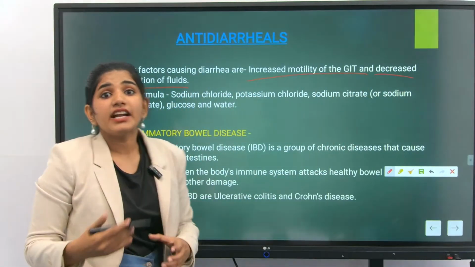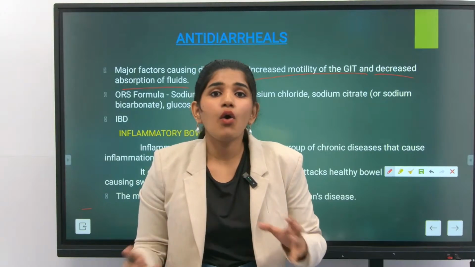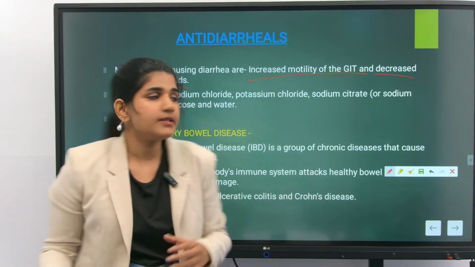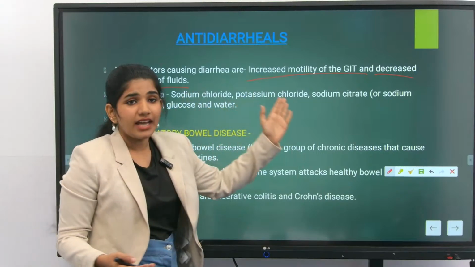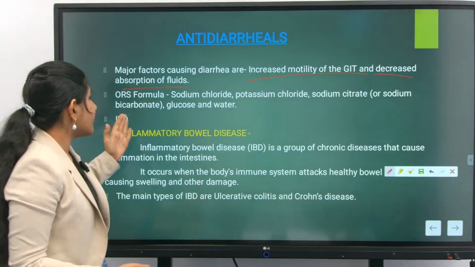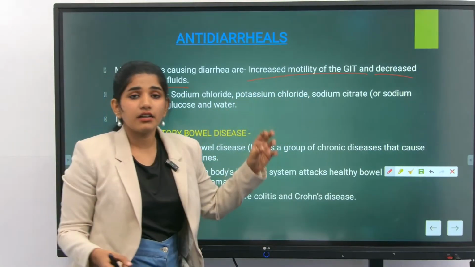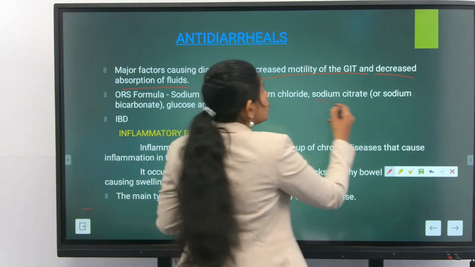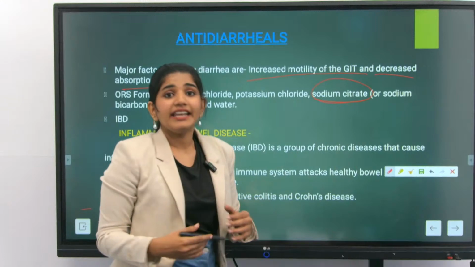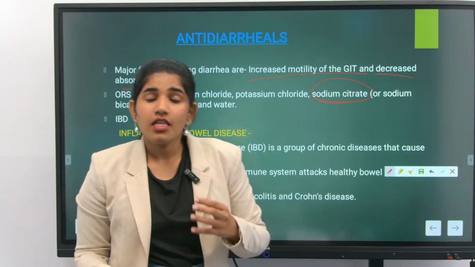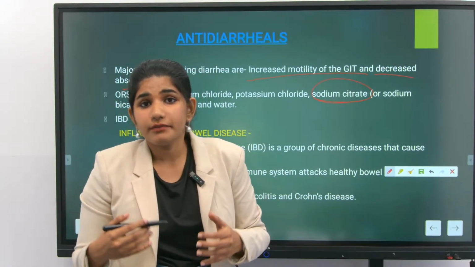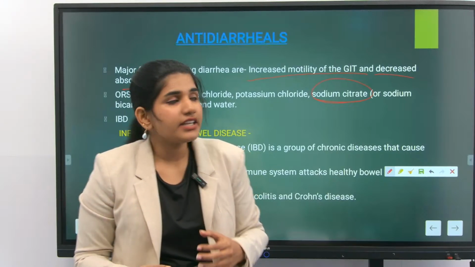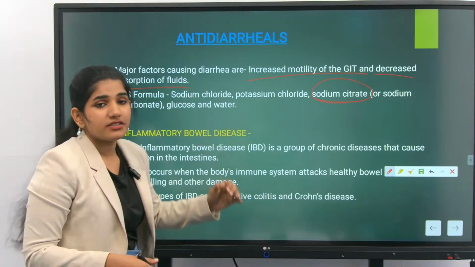In such a condition, we can first go for ORS. ORS is very common and also very safe. What are the contents of this ORS? That is sodium chloride, potassium chloride, sodium citrate or sodium bicarbonate, glucose and water. These are the contents of the ORS formula. And why are we adding sodium citrate in this ORS formula? Sodium citrate is very effective to prevent acidosis. That's the use of it.